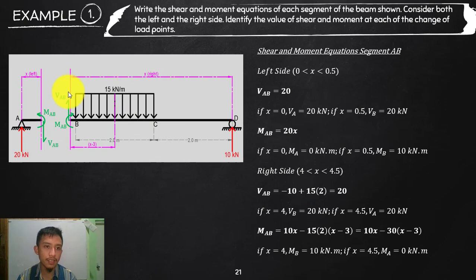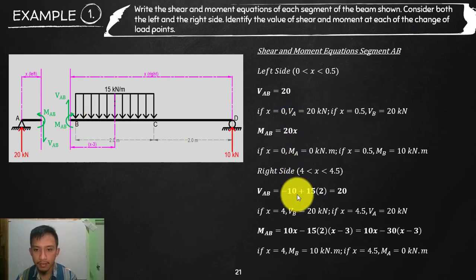The primary difference of considering the right side and left side is your sign convention, isn't it? Your assumption of your internal forces and internal moments will be the opposite. Therefore, the positive assumption here will be the opposite on the other side. So in this one, the positive shear is going up, and the positive moment is clockwise. On the other side, the positive shear is going down, and the positive moment is counterclockwise. Okay, counterclockwise, the opposite of that clockwise MAB.